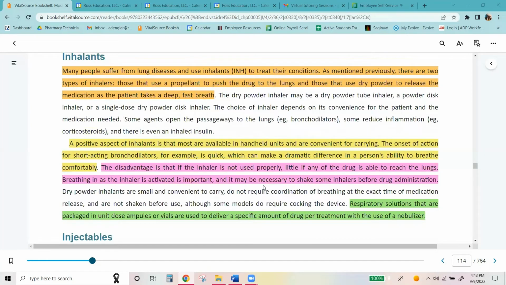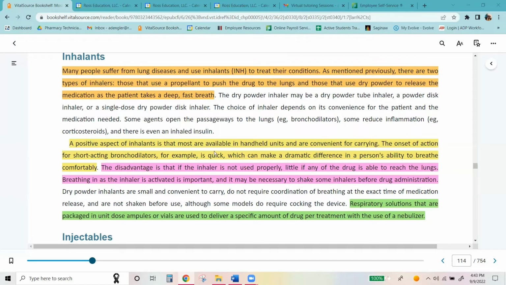Many people suffer from lung diseases and use inhalants to treat their conditions. As previously mentioned, there are 2 types of inhaler. Those that are propellant to push the drug to the lungs and those that are dry powder to release the medication as the patient takes a deep, fast breath.